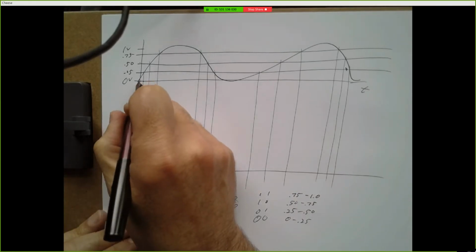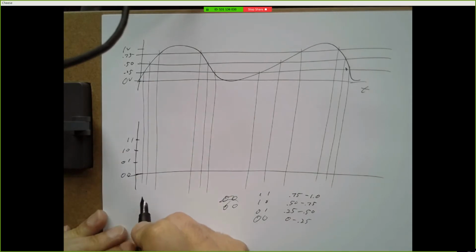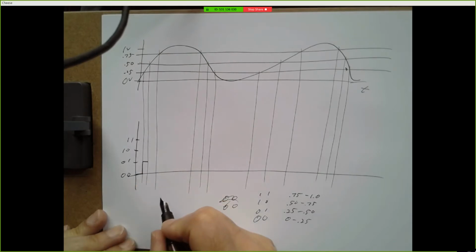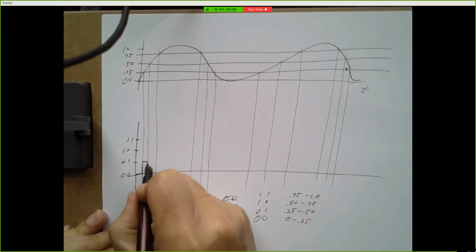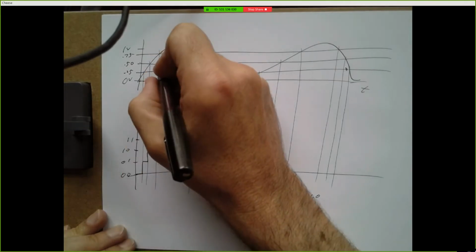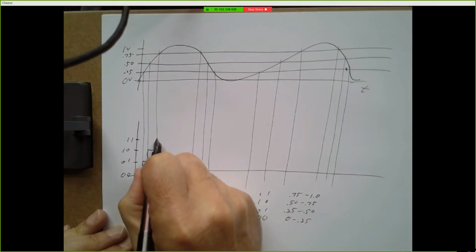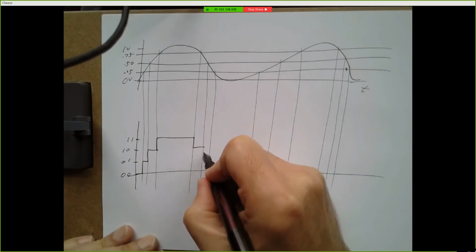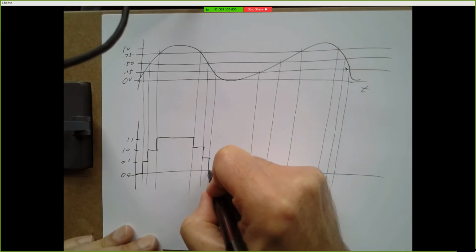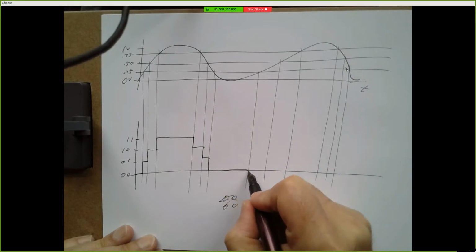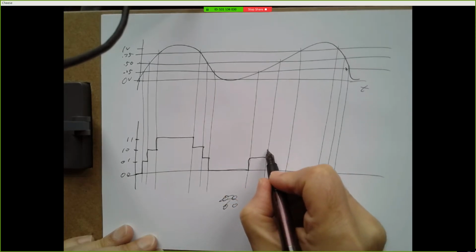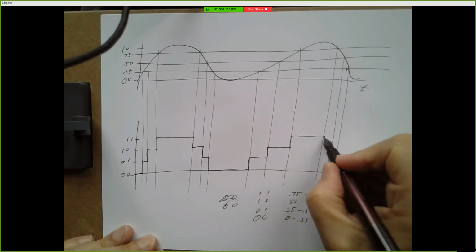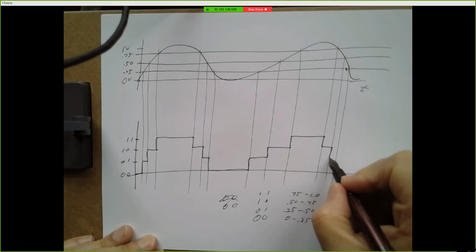Alright, so any voltages between 0 and 0.25, I'm going to represent that as 0, 0. But here between 0.25 and 0.5, that's going to be a 0, 1. 0.5 to 0.75, that's going to be a 1, 0. And anything above 0.75, that's going to be a 1, 1. And so if I do this carefully, my waveform is going to look something like this. I'm amazed I haven't made a mistake yet, but I still got time.